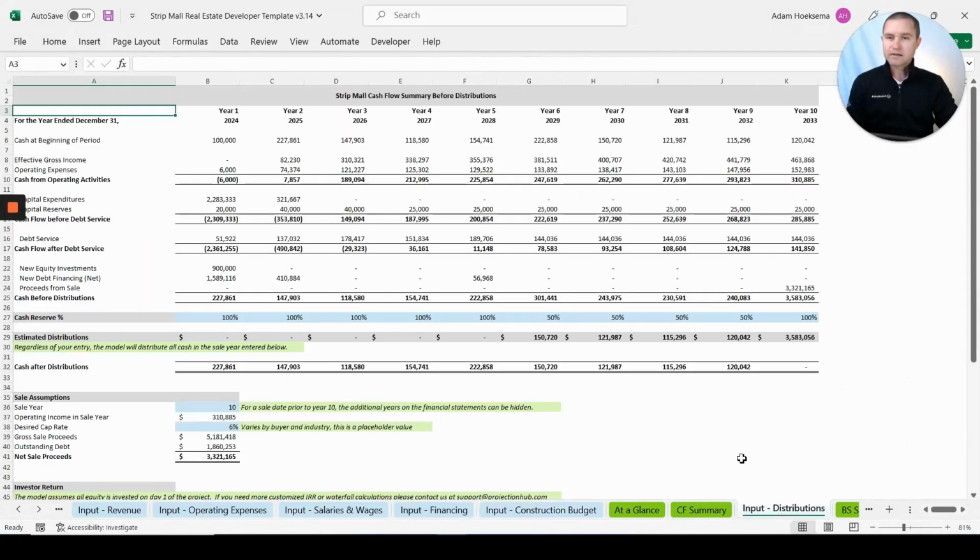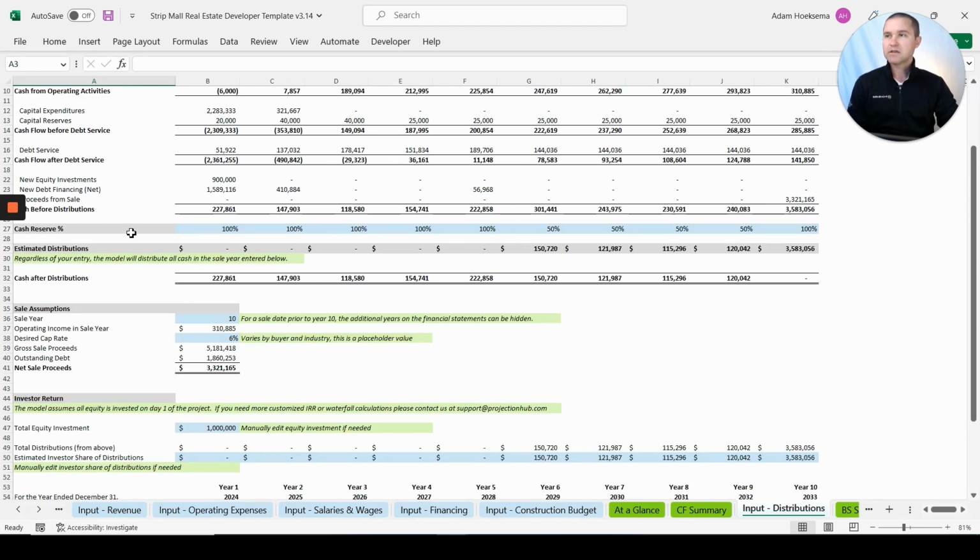Then finally, once you're all done with all of that, there's an investor distribution tab here where you can look at your cash flows for the 10 years, and then you can set some assumptions here about how much of our cash we want to distribute to investors throughout the 10-year model.